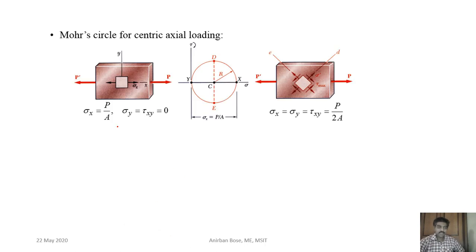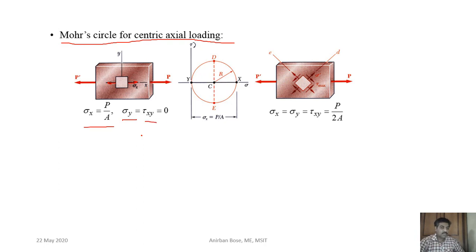So here you can see the Mohr circle of a centric axial loading. If you remember, the truss member where axial loading is acting, and because of that, if you see a stress element, the stress element will have only the axial stress, normal stress. There will be no shear, there will be no y component, right? So in that case, sigma x is simply P by A, uniform normal stress, and sigma y, tau xy, these are 0.